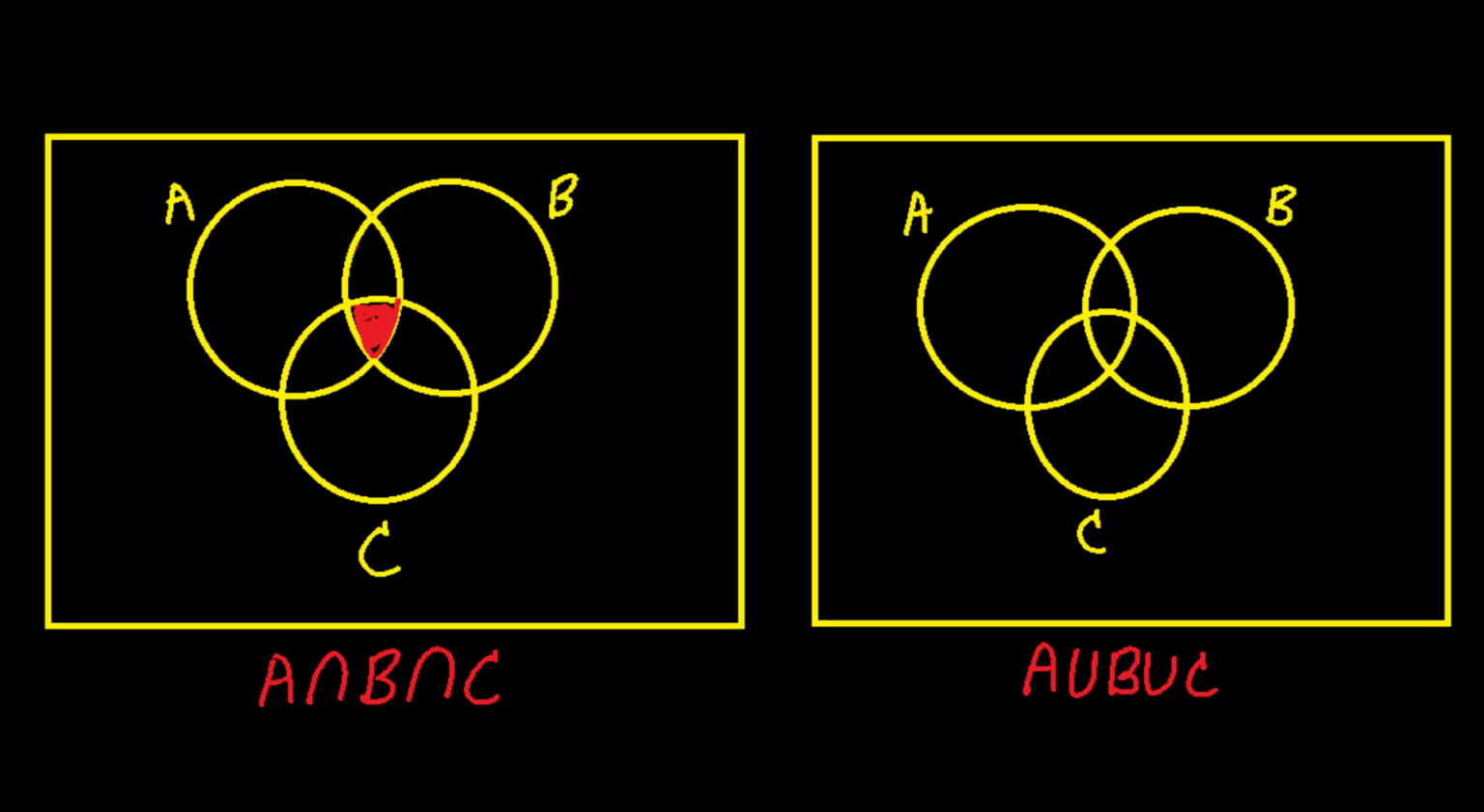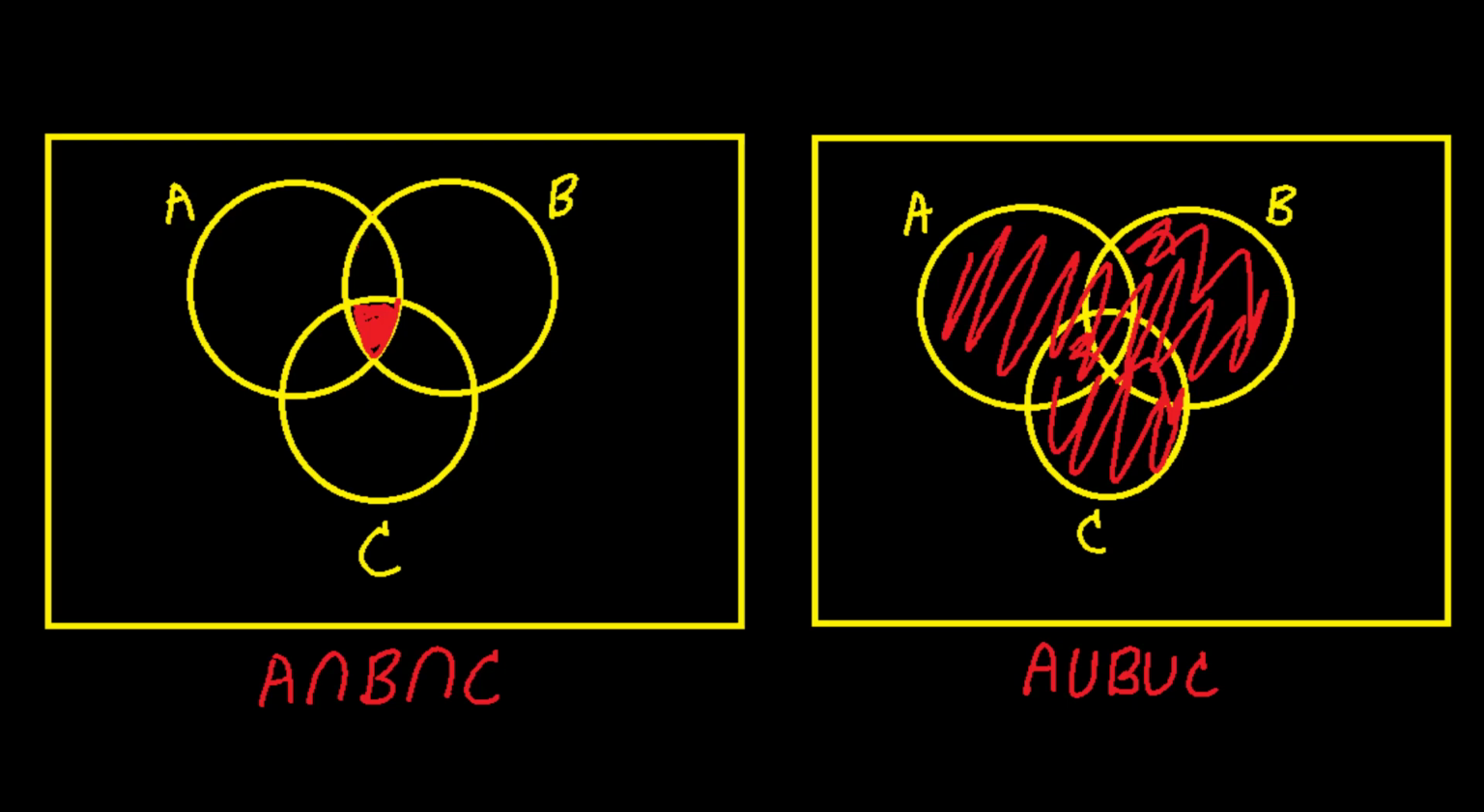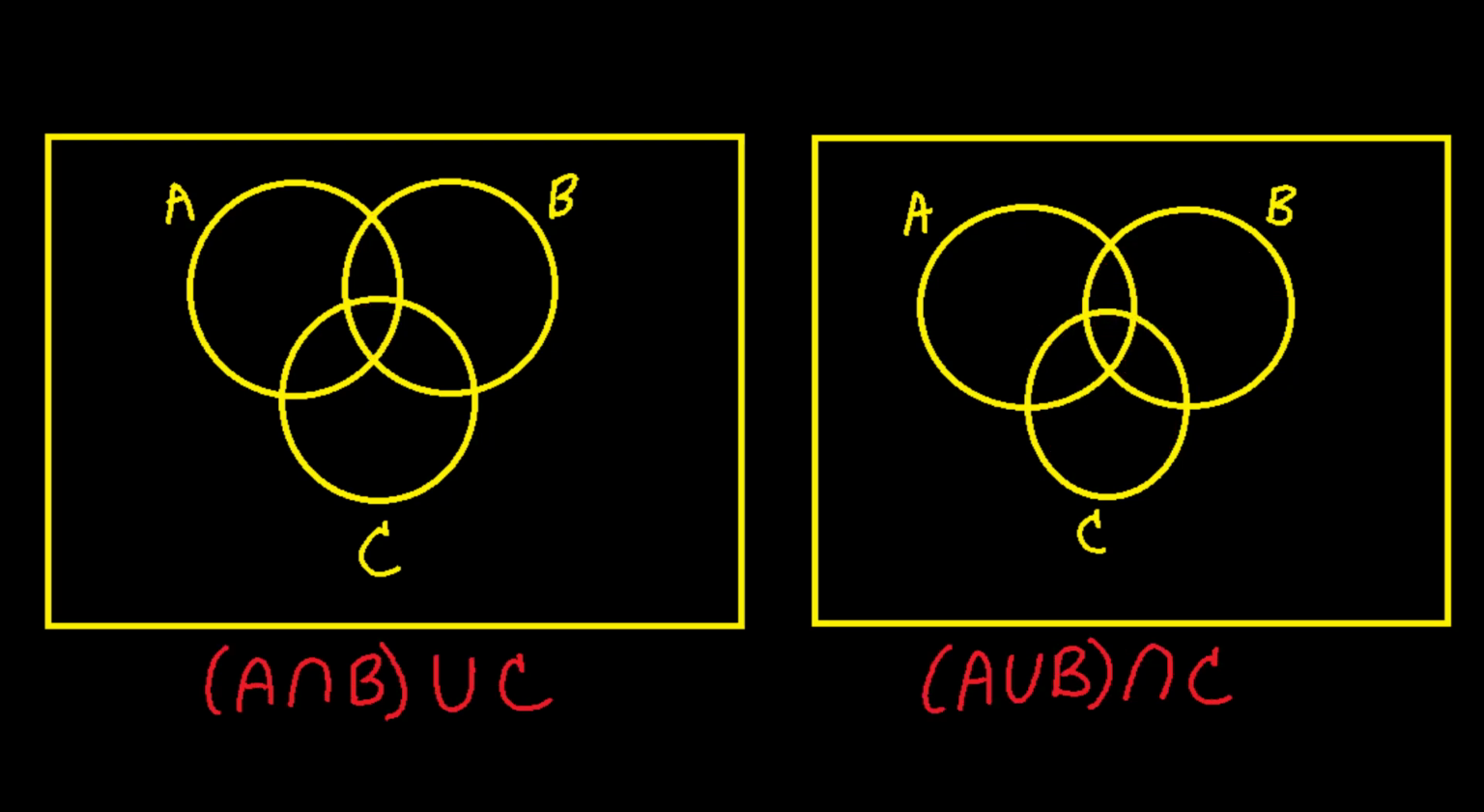For A union B union C, that means everything in all 3. We just shade everything in all 3 circles. When we have intersections and unions within the same Venn diagram, they oftentimes have parentheses in them to tell us what to perform first. A intersect B is right here, and union means we're going to shade everything in that region and circle C. So we will be shading all of this.